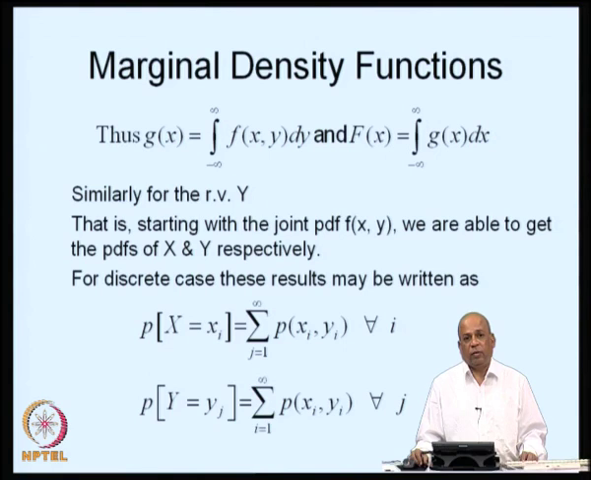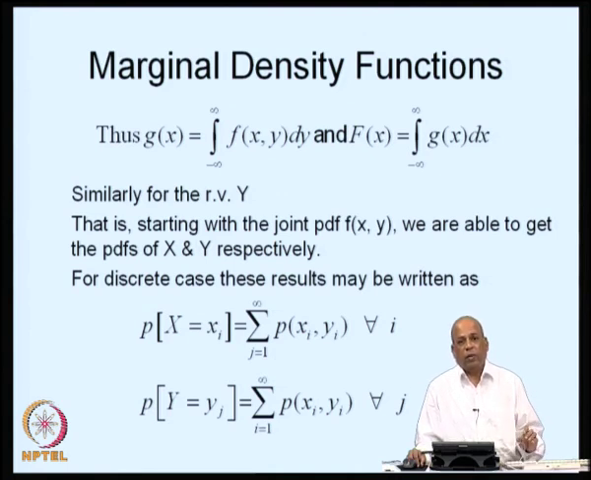We thus summarize: g of x we define as the integral from minus infinity to plus infinity of f of x, y dy; we integrate over y. Then we obtain the associated CDF as the integral from minus infinity to x of g of x dx. So, given the joint PDF, we can obtain the marginal PDF of both x and y, and then start talking about the associated CDFs.